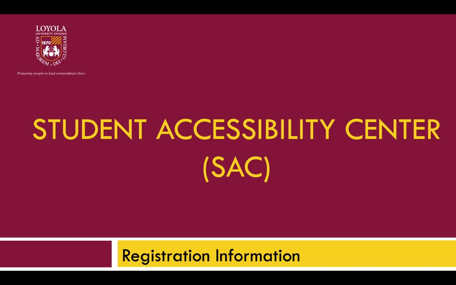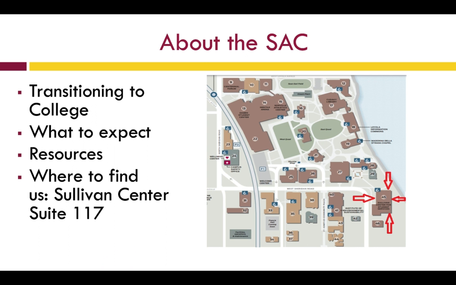The following slides will offer information that students may have about registering with our office and how to navigate the process of requesting accommodations. We hope that this video will address some questions you may have as we discuss your transition into higher education. Review the accommodation process and identify campus resources that are available to you. Also, when you have a chance to visit campus, you can find the Student Accessibility Center on Sheridan Road, located in the Sullivan Center.